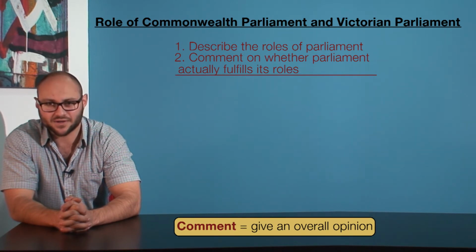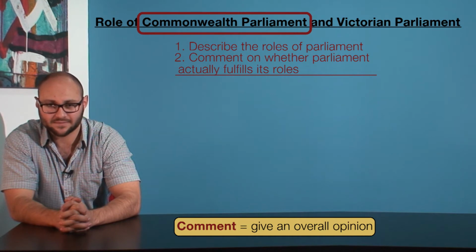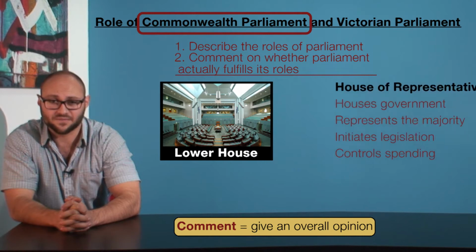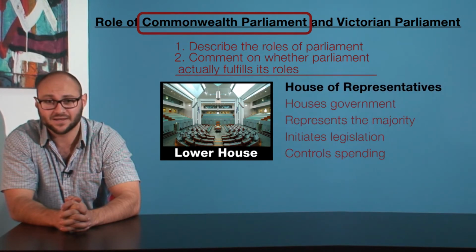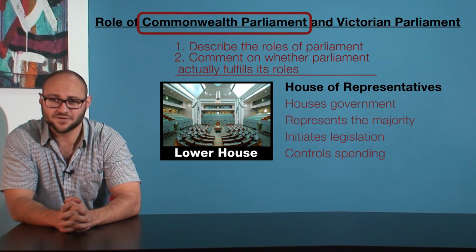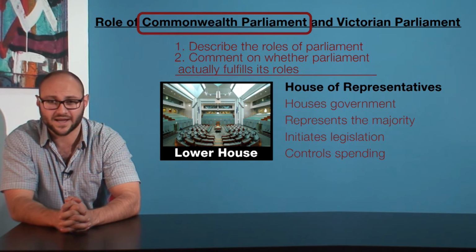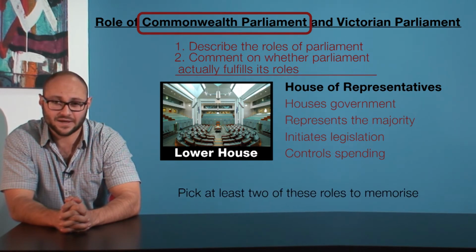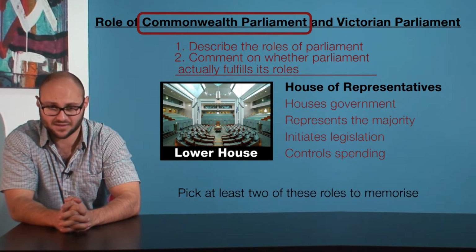Let's imagine we're answering a question on the role of Federal Parliament, starting with the House of Representatives. The House of Reps fulfills some very important roles. Firstly, it houses government. It also represents the majority of people in Australia. Each member of the House of Reps represents about 80,000 people, meaning that no group of people should get special preference in this House. Most pieces of legislation are initiated in the House of Representatives, including all financial bills. When revising, pick at least 2 of these roles to memorise.